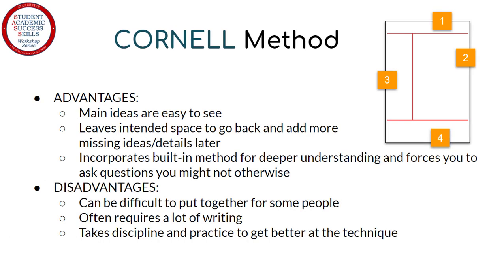Let's now talk about some advantages and disadvantages to the Cornell note-taking method. Some advantages are the main ideas of your notes are easy to see since there's an entire section dedicated to this, which is Section 2. And if you've left the intended space in Section 2 in between each main idea, you can go back anytime and add more missing ideas or details. Also, it incorporates a built-in method for deeper understanding and forces you to ask questions that you might not otherwise ask in Section 3.